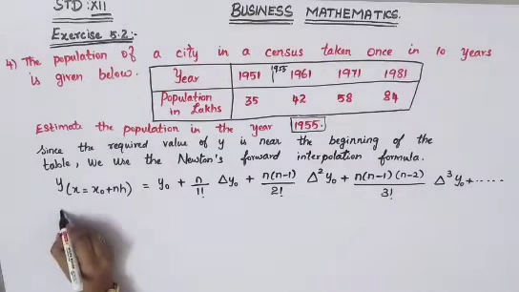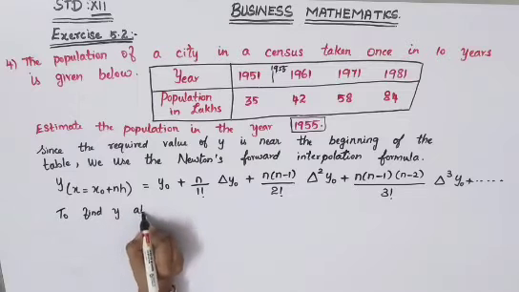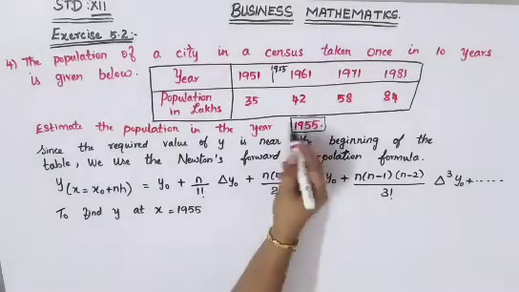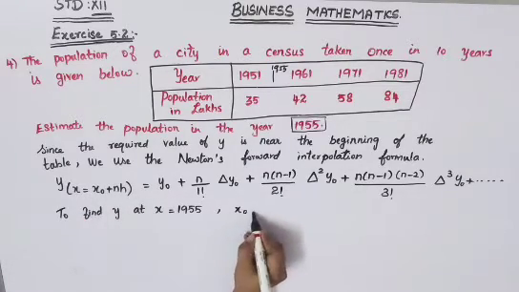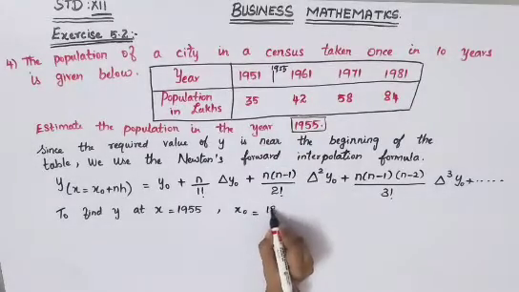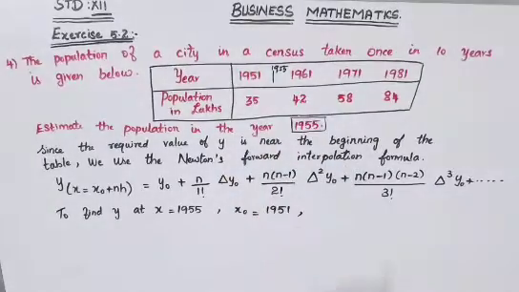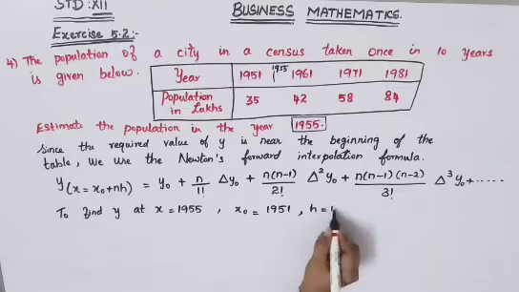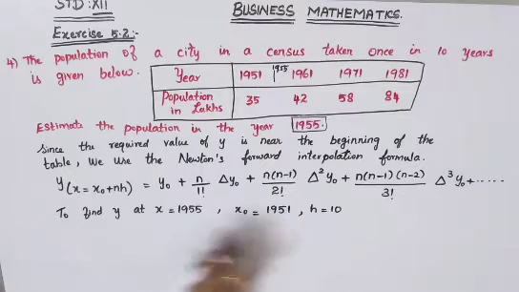Now to find y at x equal to 1955, they have given the value. We will take this value as x, so x is equal to 1955. Before substituting, write your x0. x0 is your first value, it is 1951. And h, that is the in between interval, the length of the interval, is here 10 years, so you can give your h as 10.